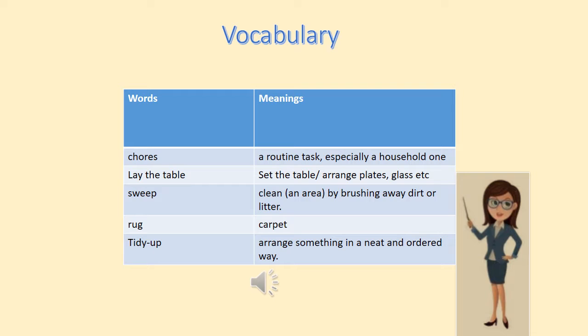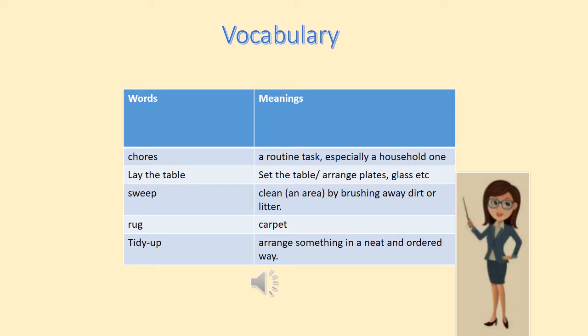When you do something like washing the dishes, cleaning the house, sweeping the rug, these kinds of tasks are called chores. The second word is lay the table. Lay the table is an idiom. It means set the table. When you arrange plates, glasses, anything before your meal on the table, it means you are laying the table.